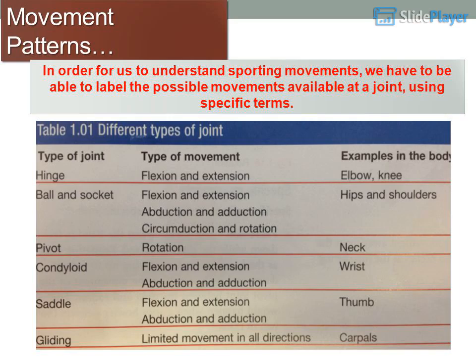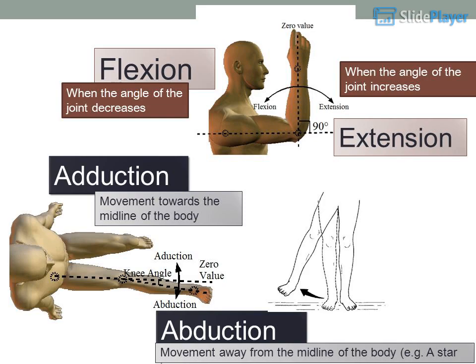Movement patterns. In order for us to understand sporting movements, we have to be able to label the possible movements available at a joint, using specific terms: flexion, extension, adduction, abduction. Flexion: when the angle of the joint decreases. Extension: when the angle of the joint increases. Adduction: movement towards the midline of the body. Abduction: movement away from the midline of the body, for example a star jump.